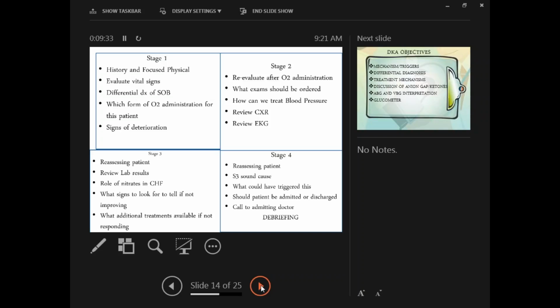Usually in these cases, I pretend I'm the patient and I say, I really want to go home, doctor, can I go home? You know what's wrong with me? Just change my medicine. But really this patient should be admitted and they should call the admitting doctor. So pretending to call and summarize the case.